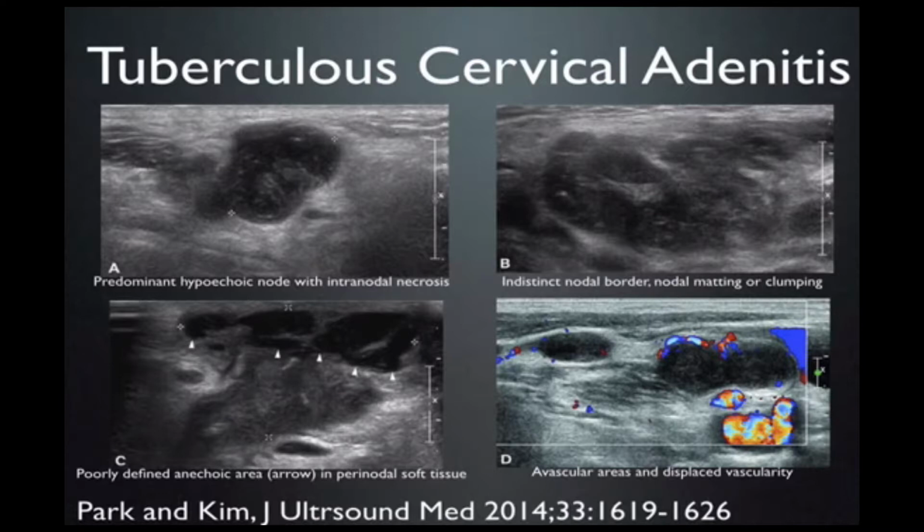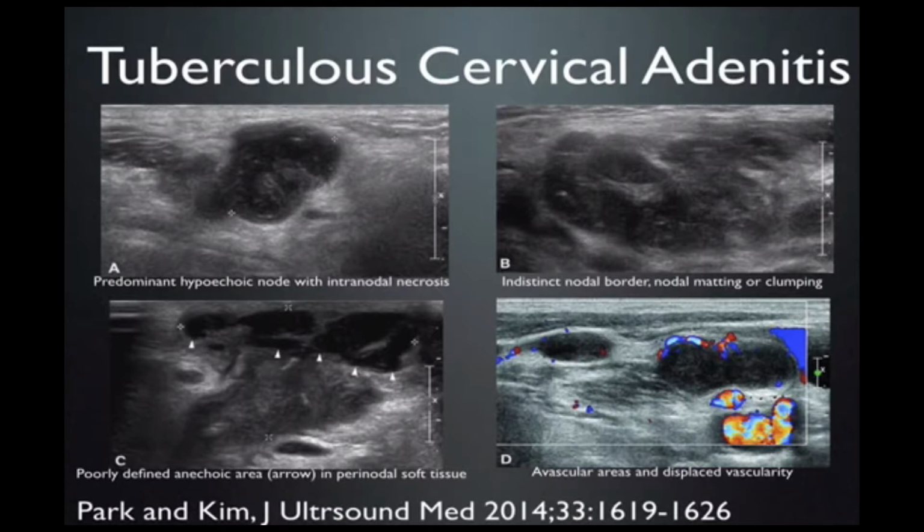The image listed A shows a node which is generally hypoechoic but has some intranodal necrosis. The image in B shows several nodes actually matted together with indistinct borders between the nodes and some nodal matting and clumping. The image in C shows some hypoechoic areas in the perinodal soft tissue, which represents edema around the node, and the node in D shows how the vasculature is actually pushed away from the lymph node to the external part of the node.